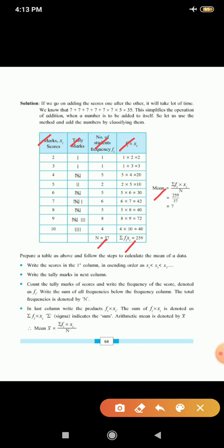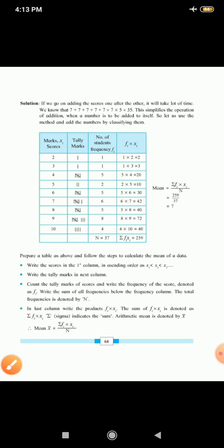Write the sum of all the frequencies below the frequency column. The total frequency is denoted by n. In the last column, write the products Fi into Xi. The sum of Fi into Xi is denoted as sigma Fi into Xi. See, the symbol sigma indicates sum. So arithmetic mean is denoted by x bar. Therefore mean is x bar equal to summation Fi into Xi upon n. So I hope you have followed that. Now let's go to the next page.